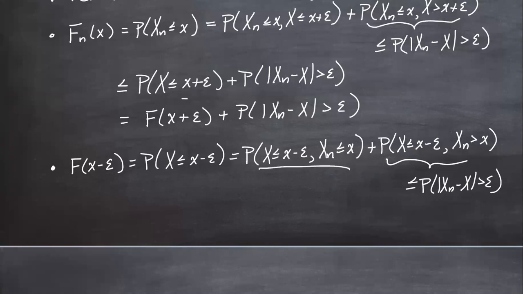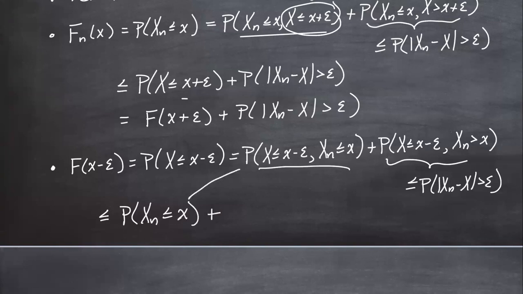Also, I want to bound this term. Before, we had this term, and we dropped this. Now I'm going to drop kind of the opposite, if you will. I am going to go to the bottom here. This whole thing is less than or equal to the probability that Xn is less than or equal to x. So that's an upper bound for this first term because I dropped one of the events in there. And the second one we just talked about, I'm going to write it as the probability that Xn minus X is greater than epsilon.